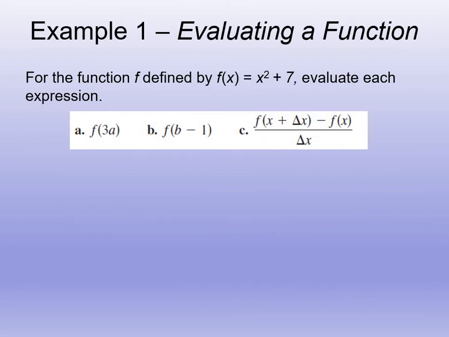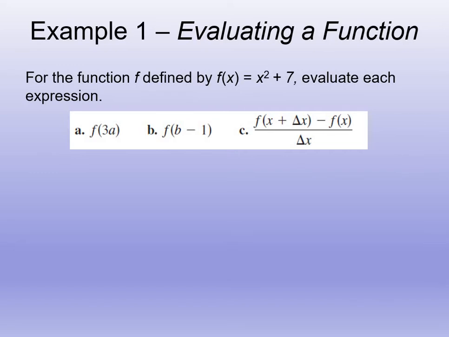Okay, we need to remember how to evaluate a function. And example C here is very, very important. We are going to be doing a boatload of those in class when we do the definition of a derivative. But for the most part, why do we write function notations? So that we can substitute an entire quantity or an entire expression into another expression to evaluate it. So we're going to take this function f of x equals x squared plus 7, and we're going to evaluate it with examples a, b, and c. So we're going to substitute 3a in, we're going to substitute b minus 1 in, and we're going to substitute x plus delta x in.